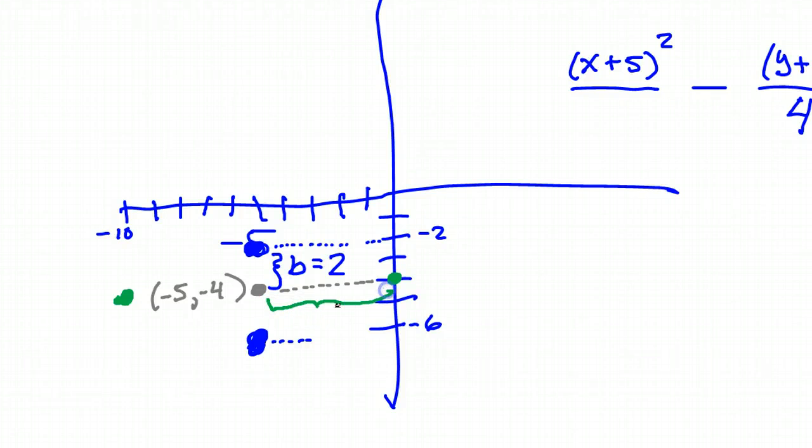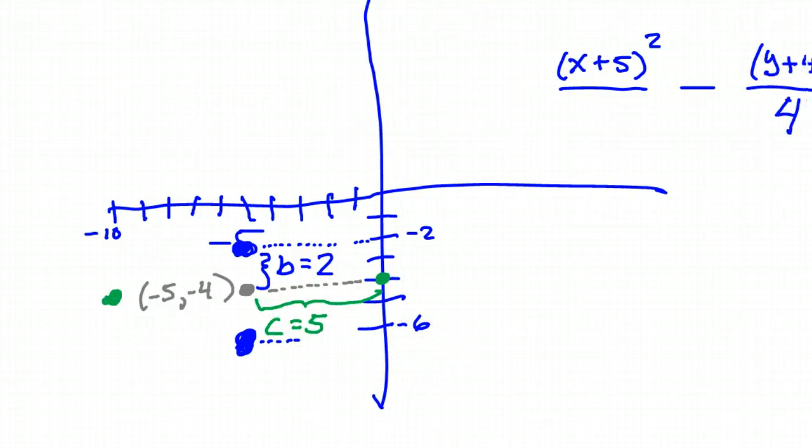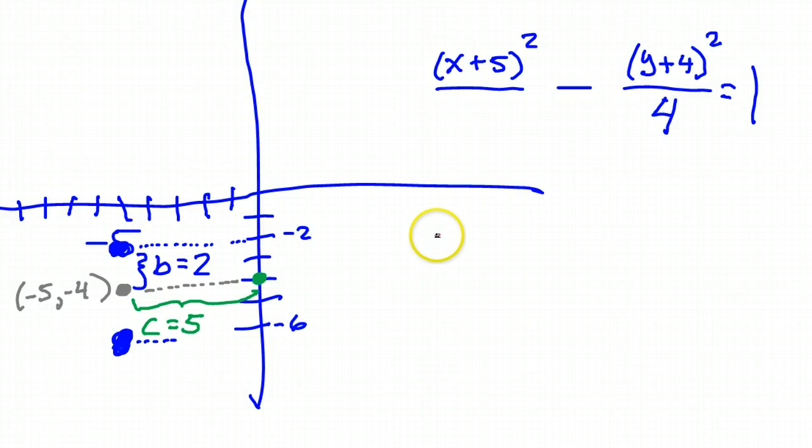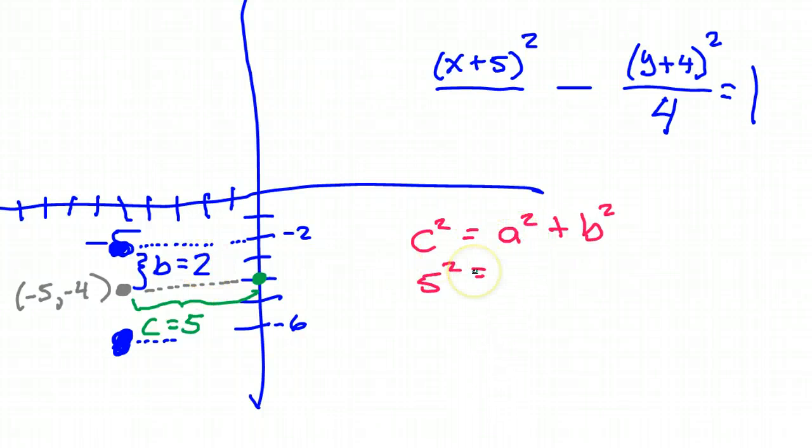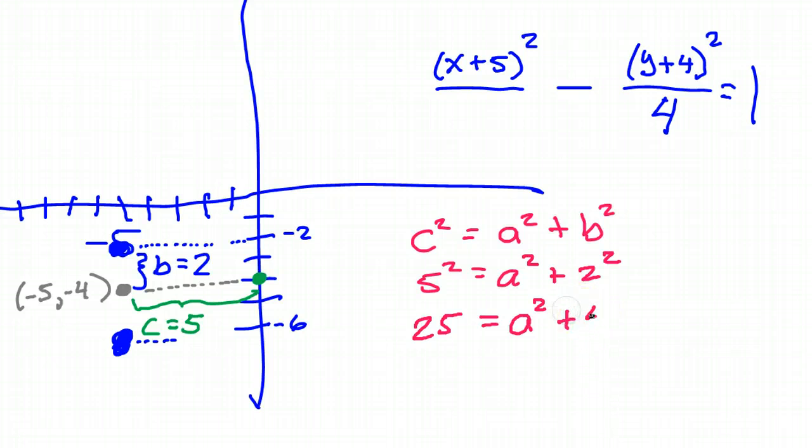Now this distance is going to give us our c value. So how far apart is it between the focus and the center? Like between here and here. 5, because this is at negative 5, this is on the line. So that means c is 5. So let's put it all together. The formula goes c squared is equal to a squared plus b squared. But we know that c is 5, so this is 5 squared equals. We don't know a squared, that's what we're looking for. But b squared, b was 2, remember? So that means 25 is equal to a squared plus 4.